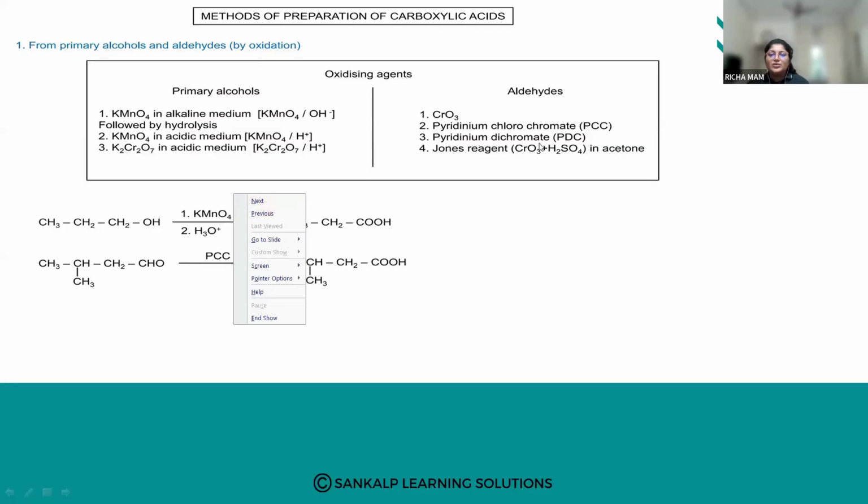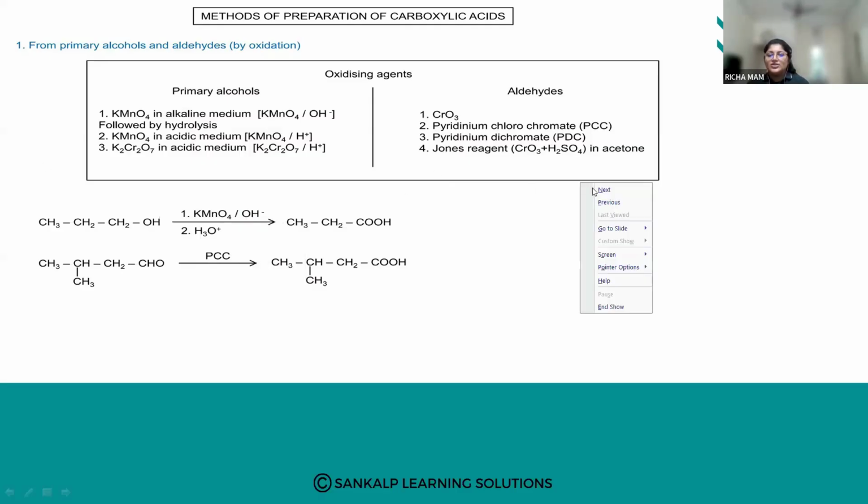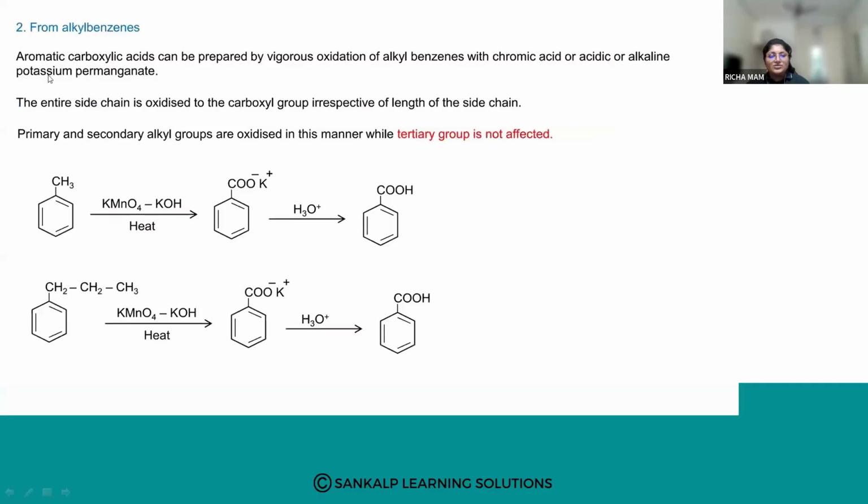Chromic acid, pyridinium chlorochromate, PCC. Okay, Jones reagent. What is Jones reagent? It is chromic acid plus sulfuric acid in acetone. That is your Jones reagent. So these things also we have seen.